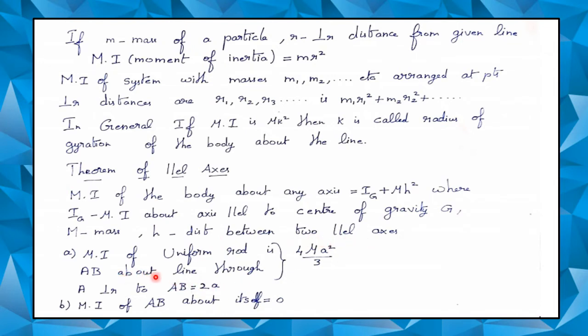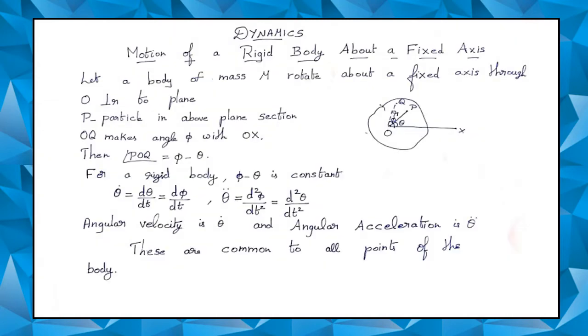And also the moment of inertia of some special cases. The moment of inertia of a uniform rod about a line perpendicular to the rod AB, suppose the length is 2a, is given by the expression 4 m a square by 3. And also the moment of inertia of AB about itself will be equal to 0. And these are the basic things you have to know.